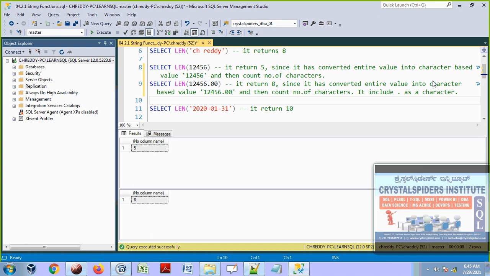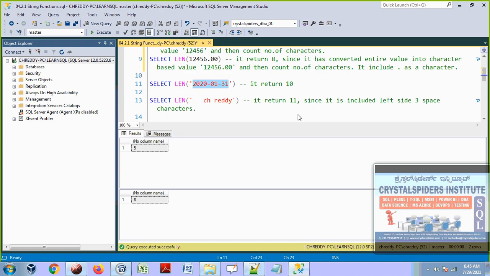So this is what the len function does. Suppose I give dates; the date will automatically be converted into a string, and then it will count how many characters are there in the date: 1, 2, 3, 4, 5, 6, 7, 8, 9, 10. Total 10. In any date, it will be 10 characters. That is a fixed length. That's what, guys, dates are always a fixed length. So it always returns 10 characters.